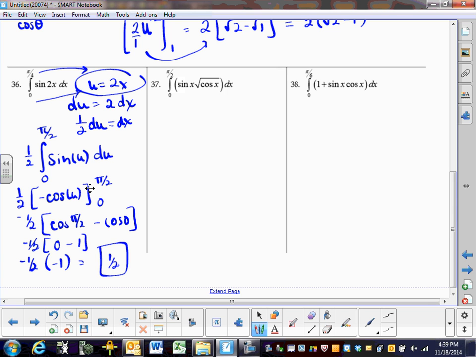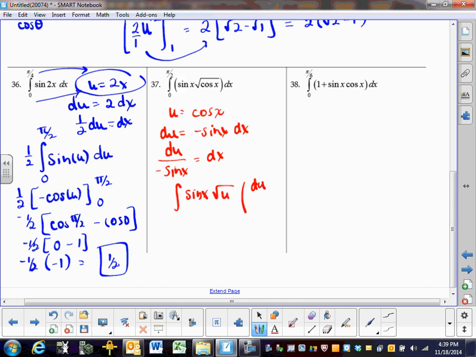For 37, the u is the inside part, which is composed with cosine. Du is negative sine of x dx. So du over negative sine x equals dx. My integral then is sine x, square root of u, du over negative sine x. So I can cancel. So I'm integrating negative u to the 1/2 du, but I have to remember to change my limits.